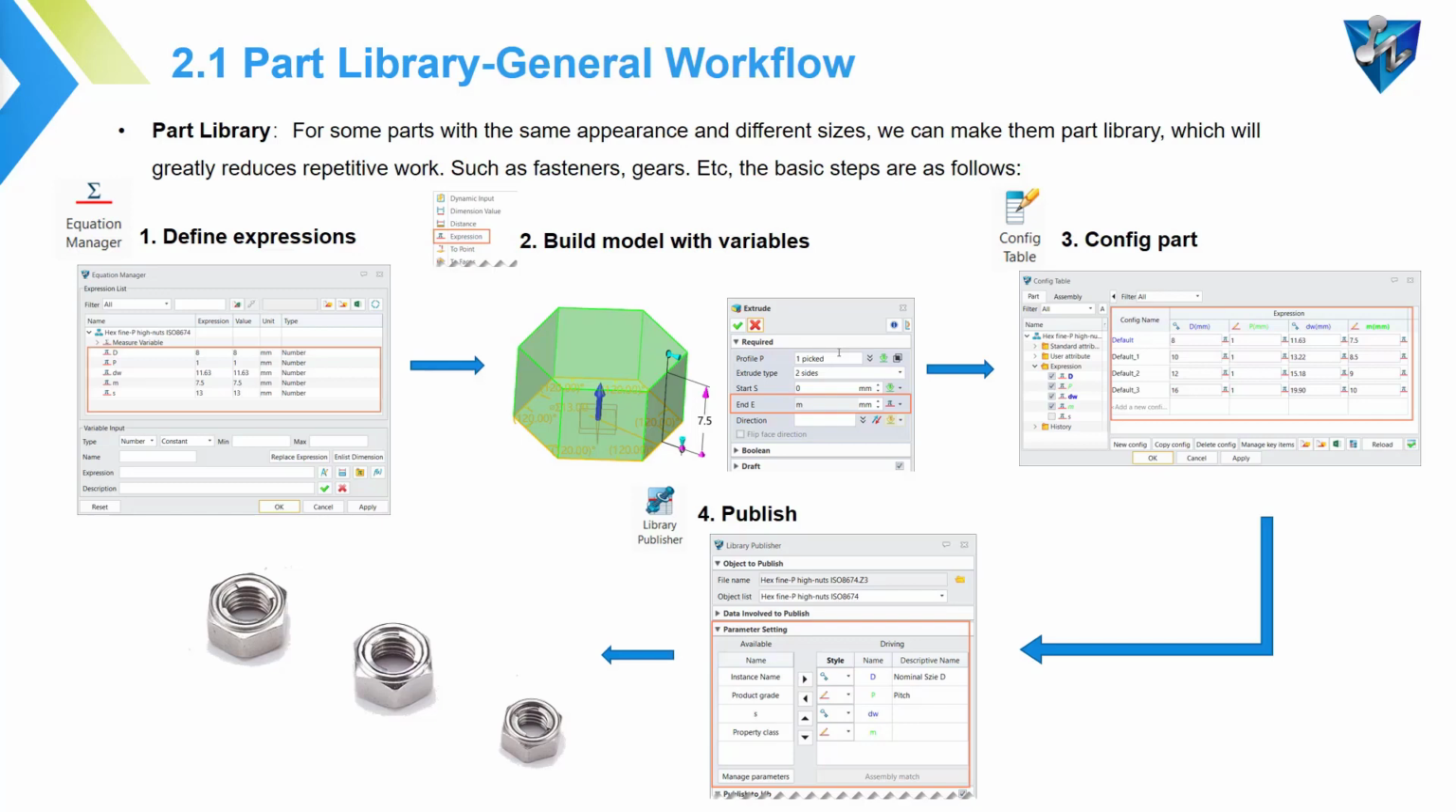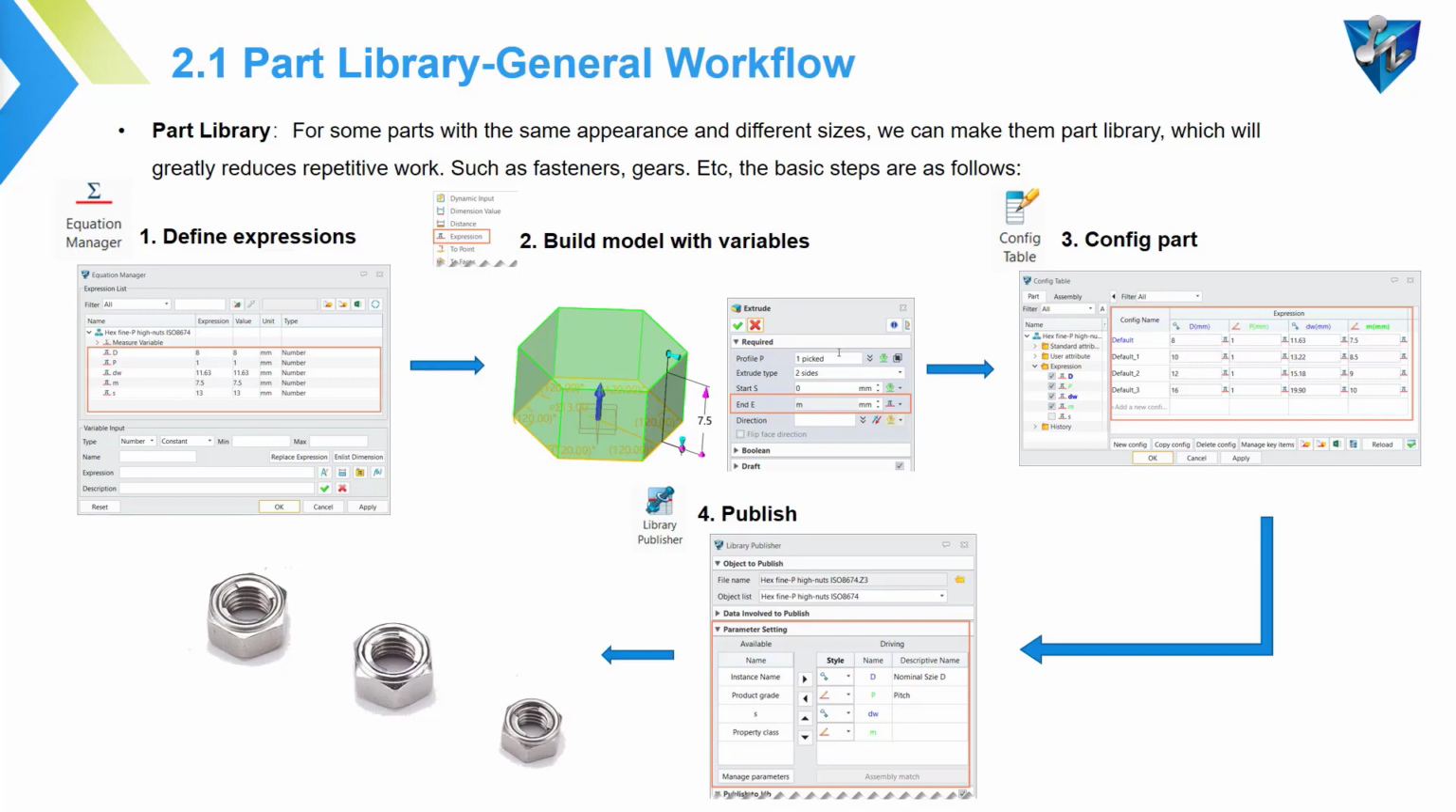Step 1. We need to predefine the necessary variables or expressions. The variables and expressions will drive the model sizes later. Step 2. We need to build the parametric model, and the main dimensions are linked to the variables or expressions. Step 3. We need to create part config. In the part config table, we can choose the variables and make more configurations based on different values.